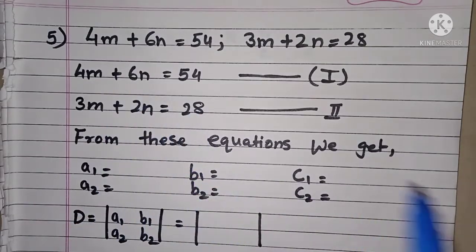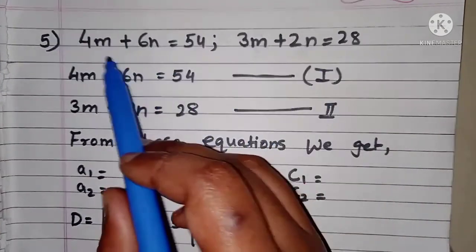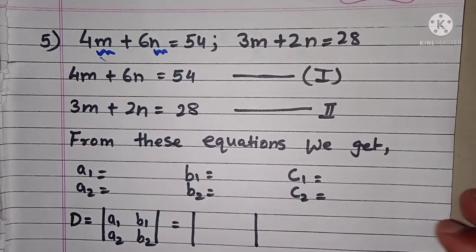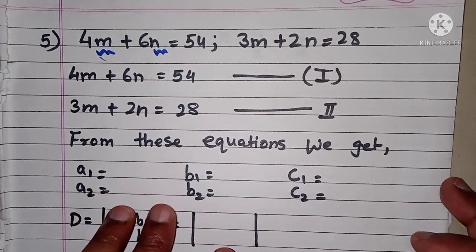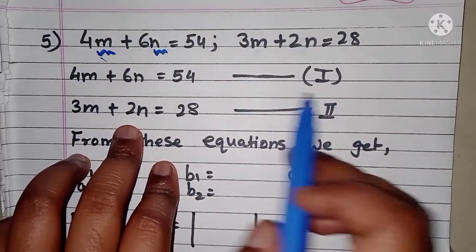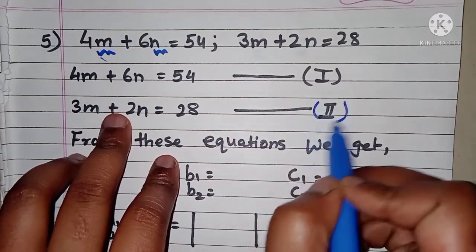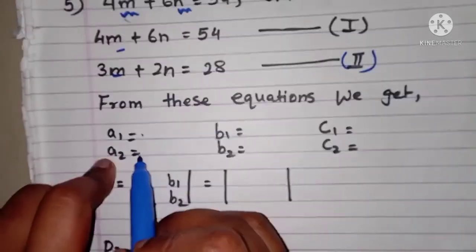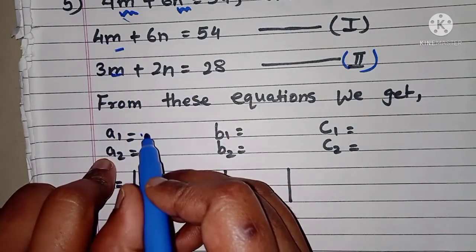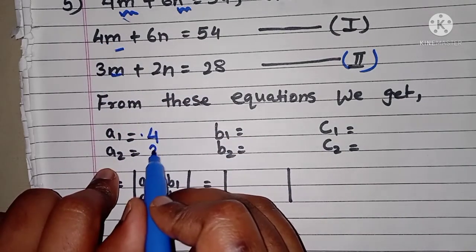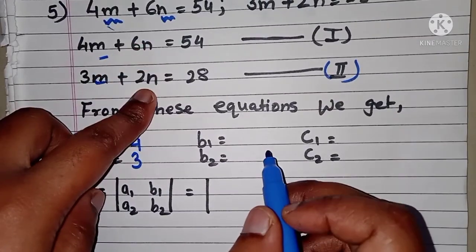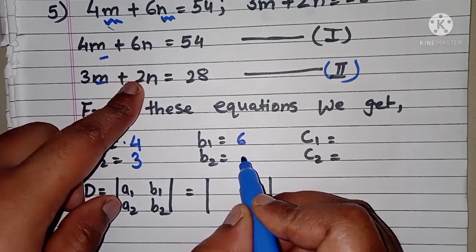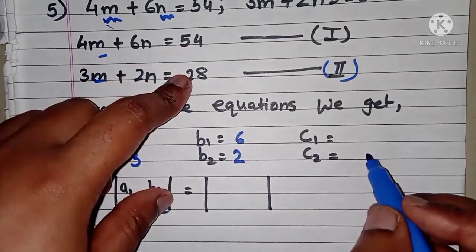Now see question number 5. In this, normal equations are there. Something is different, that is m and n in place of x and y. So nothing to worry, there is no tension in this. We will solve it the way we normally solve. Equations 1 and 2: the coefficient of m will work as the coefficient of x, that is a1 a2. You will get in front of m, so 4 and 3. The coefficient of n will work like the coefficient of y, and here you will get b1 b2, and this is your c1 c2.